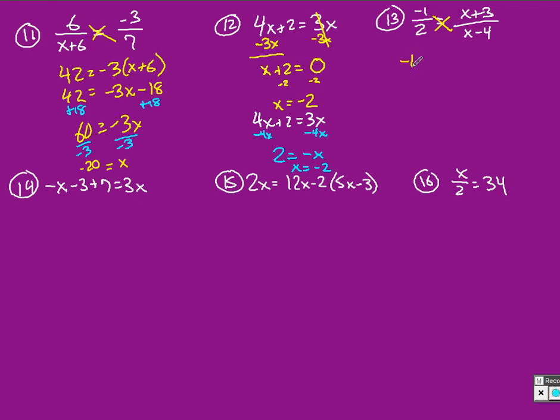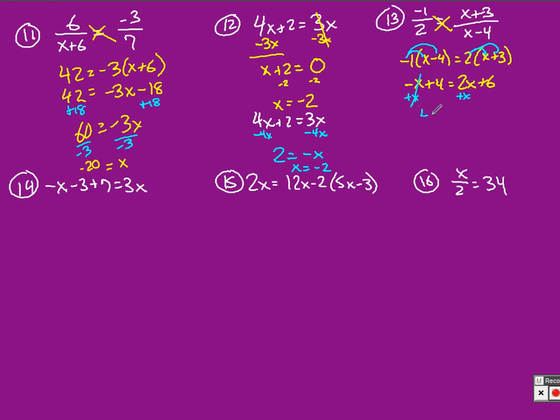13, cross multiply. Negative 1 times x minus 4 equals 2 times x plus 3. Distribute these through: negative 1x, positive 4, and then 2x and plus 6 when you do your distributing for both parts. I got x's again on both sides. I can either add an x or subtract a 2x. I'll choose to add an x.